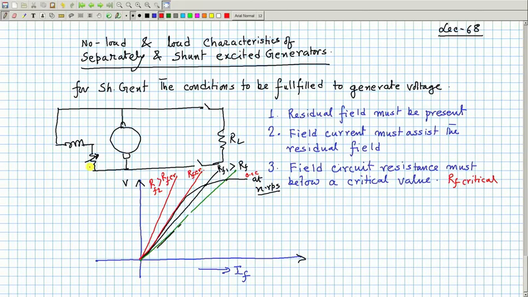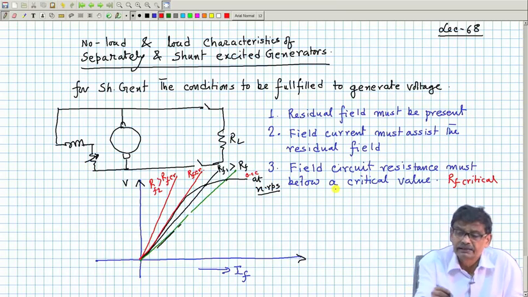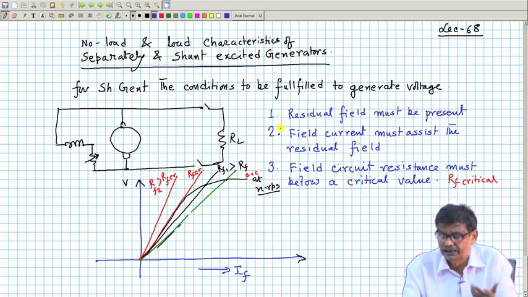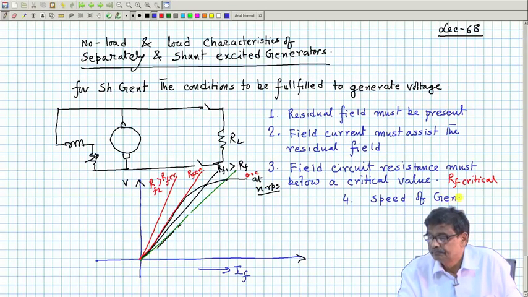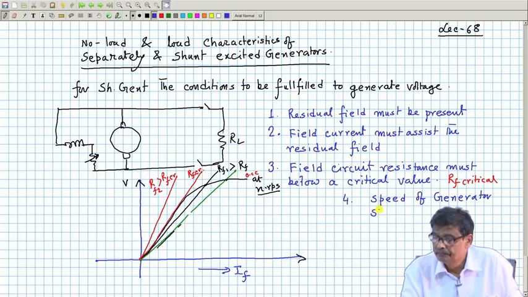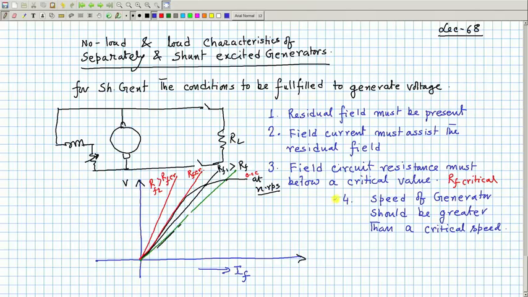Some people also mention another point, separately, though after telling this it is obvious: that the speed of the generator should be greater than a critical speed. What does this mean? The fourth point.